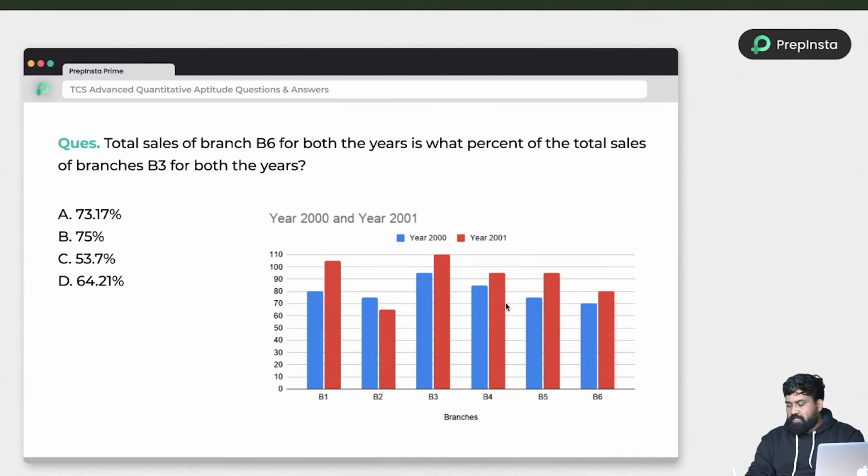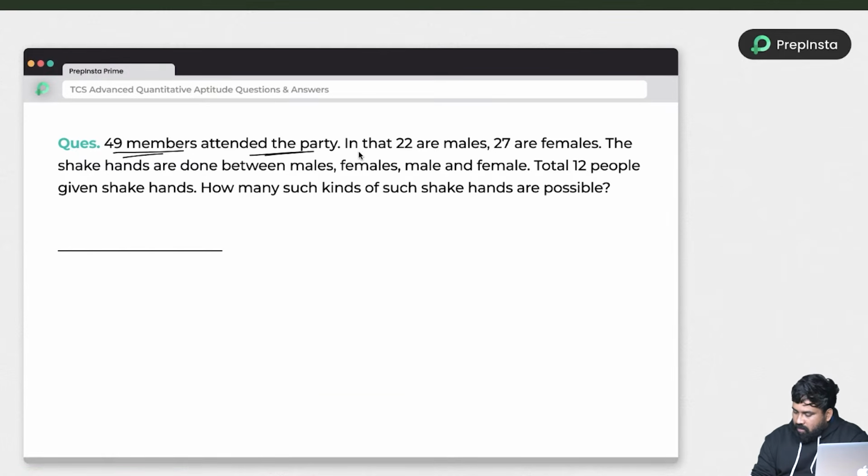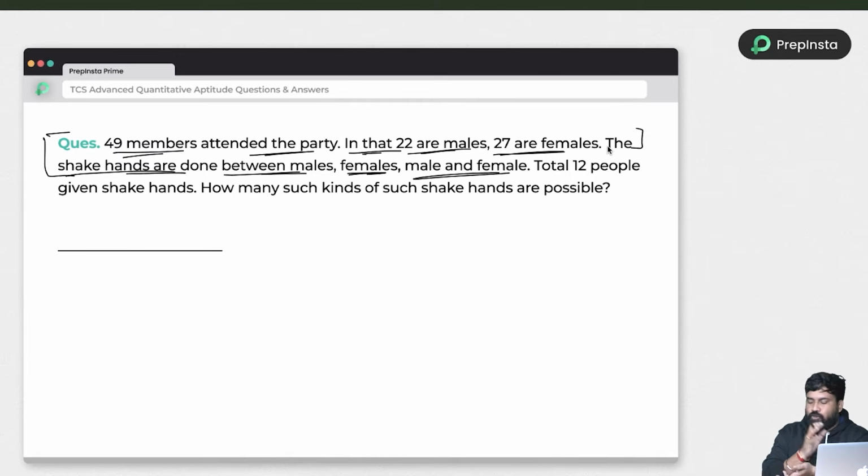Okay. So next, 49 members attended the party. In that, 22 are male, 27 are female. The handshakes were done between males and females. Handshakes is a very simple concept, but here they created some differentiation like 49 attended, 22 male and 27 female. Total 12 people gave the handshakes. How many such handshakes are done or possible?